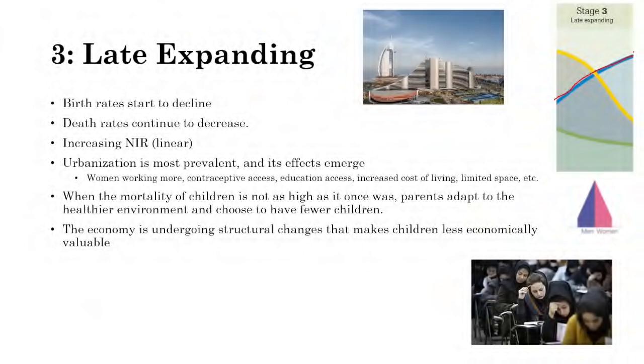We don't see a high agriculture presence in these countries. We see manufacturing be a dominating feature of the economy. And even if there is agriculture, it's more business oriented. So we don't see family farms anymore. We see large-scale agriculture corporations taking over. So some examples of countries in stage 3 are Mexico, Brazil, Thailand, India, Colombia, South Africa, Egypt, and the UAE.